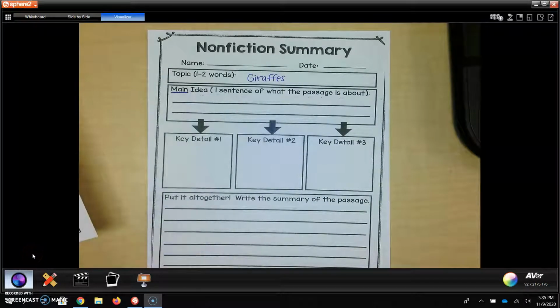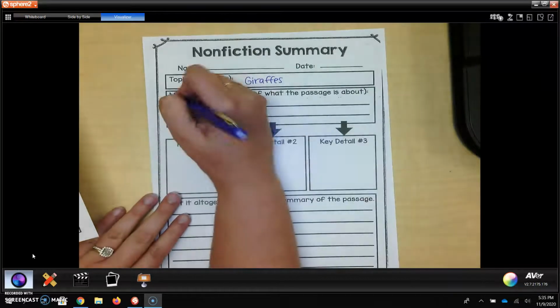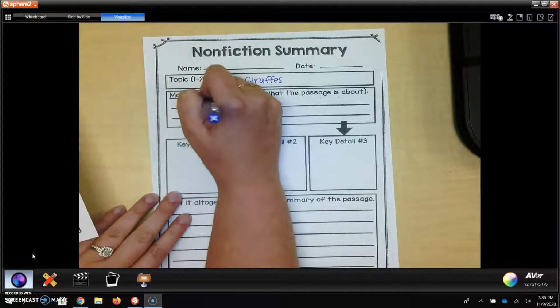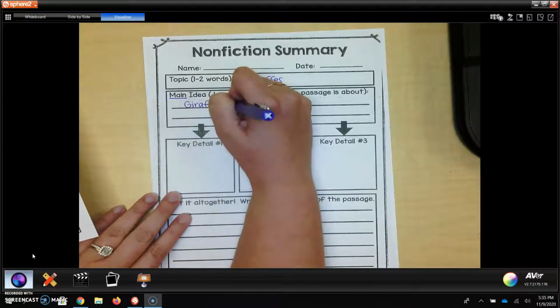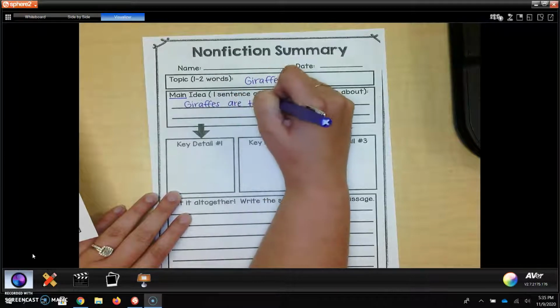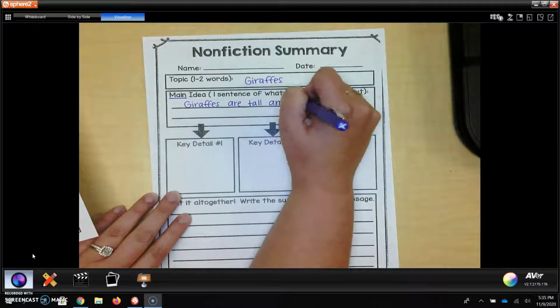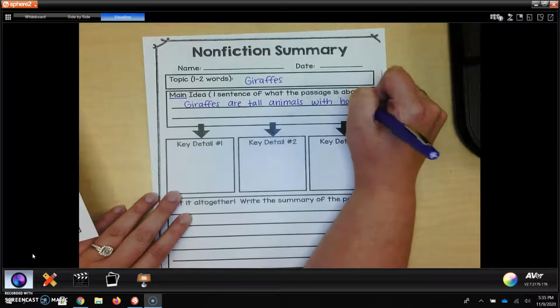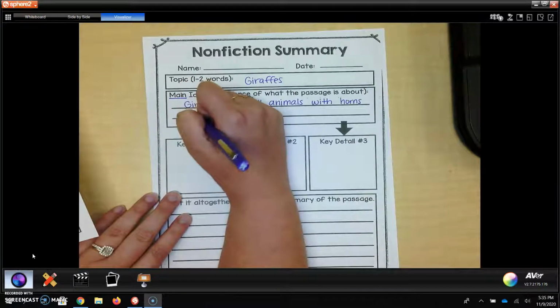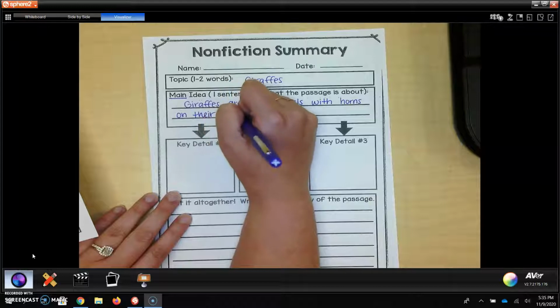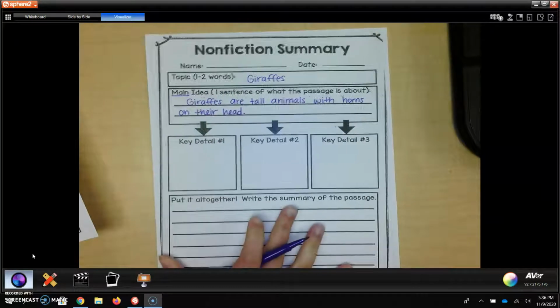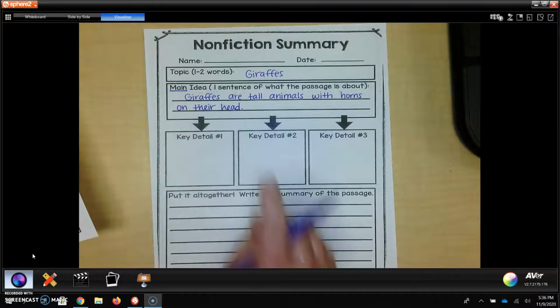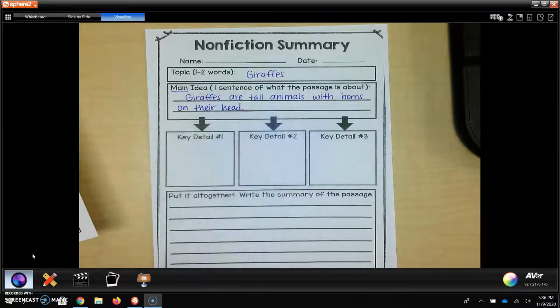So I know from the article that I read that it mostly talks about giraffes being tall and having horns on their head. So the main idea could be: giraffes are tall animals with horns on their head. Okay, so this was mostly about describing how they're tall and what they do with their height and describing their horns.